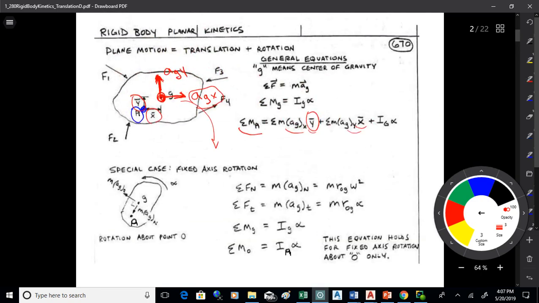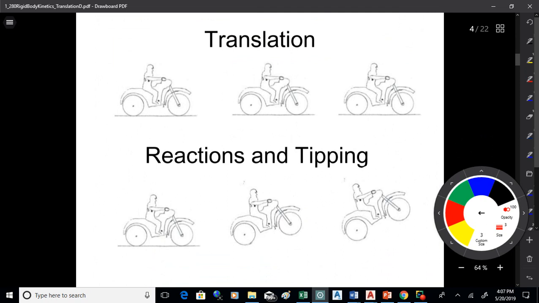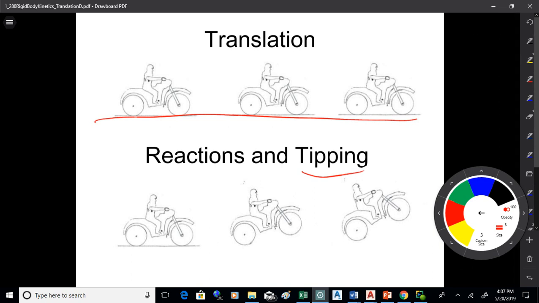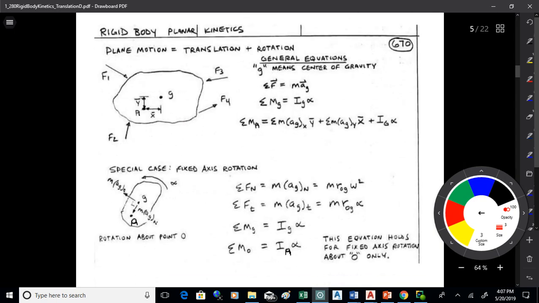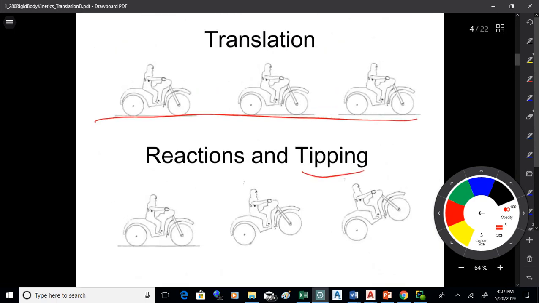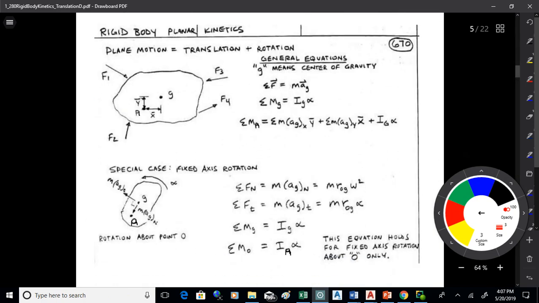So we're going to look at three versions of this. First, we're going to look at just translation, objects that move in a straight line or some sort of parabolic line. Something like that, a motorcycle moving to the right. We're going to look at whether or not something might tip too, as shown there. Okay, we're also going to look at fixed axis rotation, an object just rotating about an axis, and then we'll look at free plane motion.